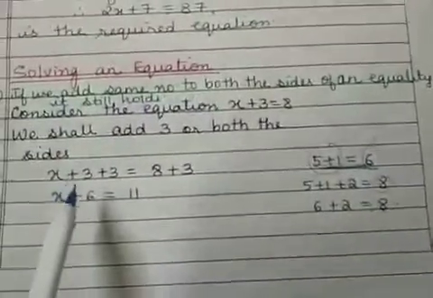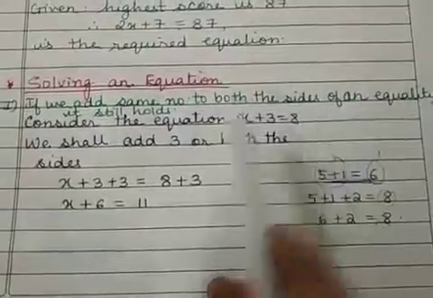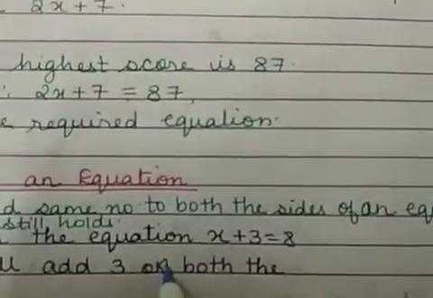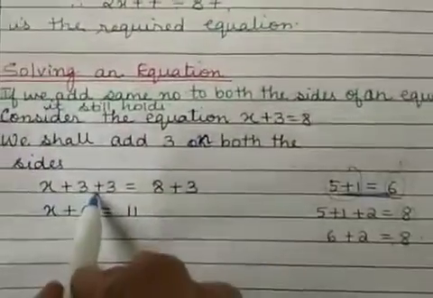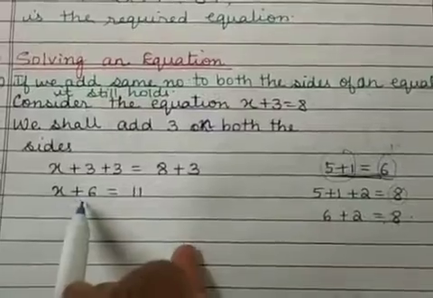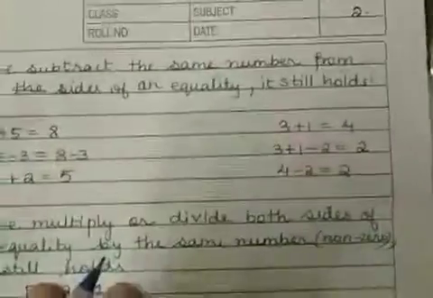It does not change. Okay. So consider the equation x plus 3 is equal to 8. We shall add 3 on both the sides. So what do you get? X plus 3 plus 3 is equal to 8 plus 3. So x plus 6 is equal to 11. Still the equality will not change.